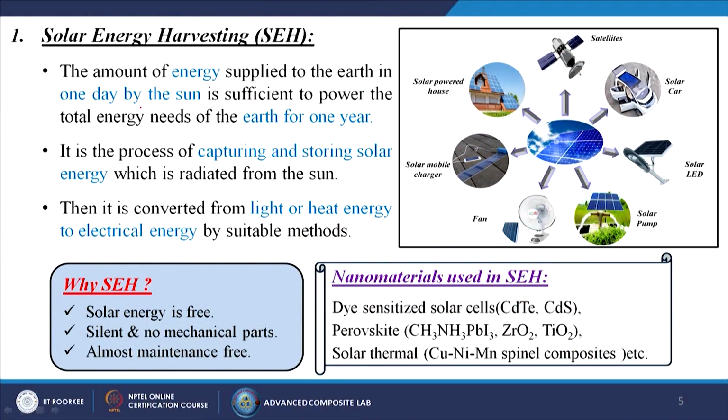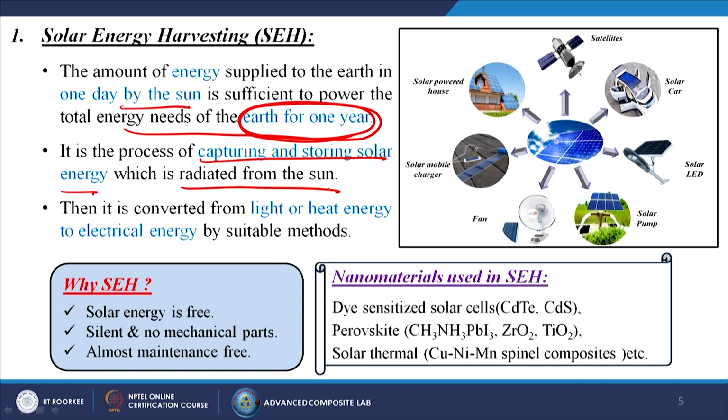The amount of energy supplied to the earth in one day by the sun is sufficient to power the total energy needs of the earth for 1 year. Now you can understand what miracle we can do from the sunlight itself. It is the process of capturing and storing solar energy radiated from the sun, then converting it from light or heat energy to electrical energy by suitable methods.